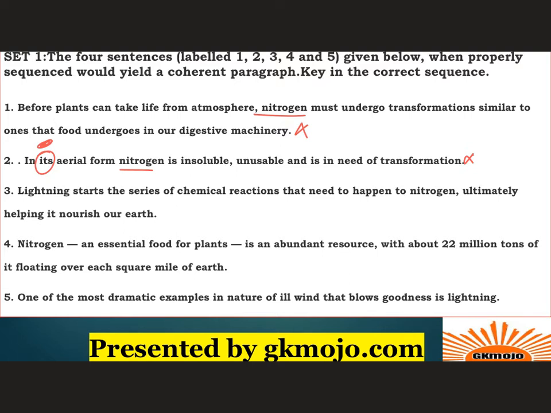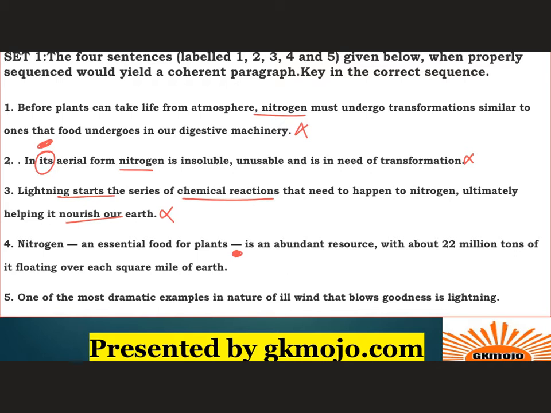Third one, lightning starts the series of chemical reactions that need to happen to nitrogen, ultimately helping it to nourish our earth. Alright, so this is a very good sentence, but again, the issue with this sentence is it is not very general. It has already taken a base from something else and is talking about some series of chemical reactions that need to happen to nitrogen, right? Let us have a look at the fourth sentence. So this also cannot be your introductory sentence. Nitrogen, an essential food for plant, is an abundant resource with about 22 million tons of it floating over each square mile of earth. So yes, this can be our candidate for starting the sentence, but hold on, let's read the fifth sentence as well.